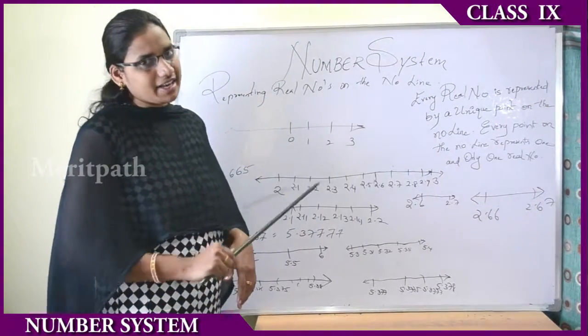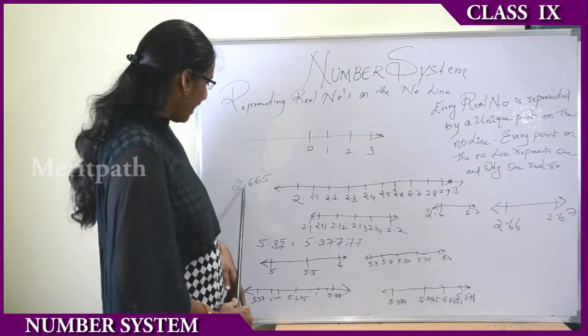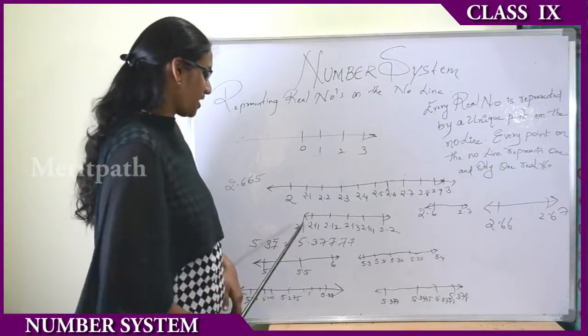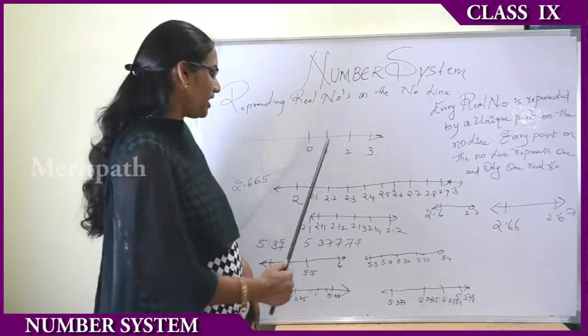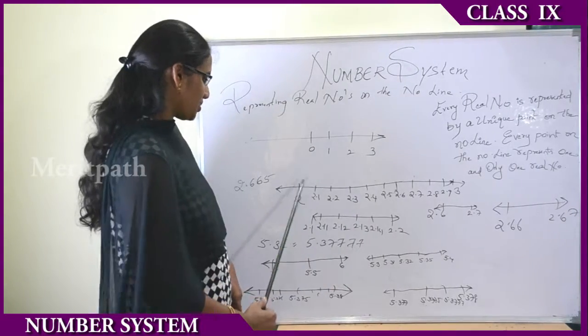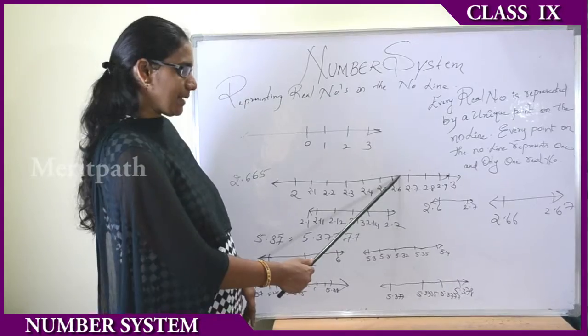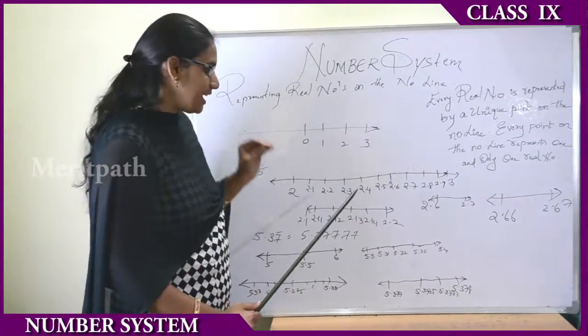Each and every real number can be represented on the number line. For example, we are going to represent 2.665 on the number line system. Now, 2.665 lies between 2 and 3. Somewhere here the number 2.665 is located, and we have to identify it in a deeper way.